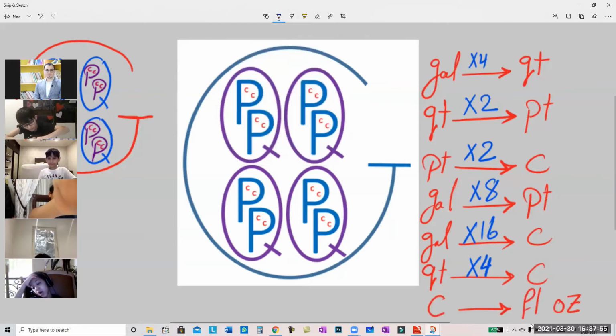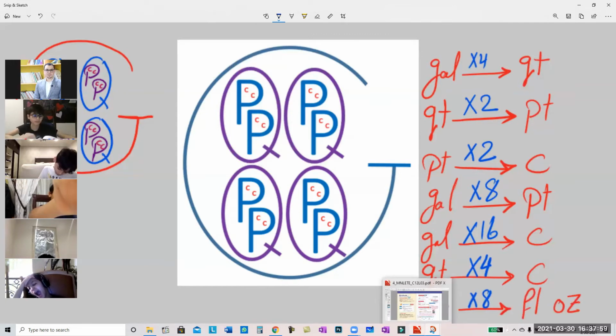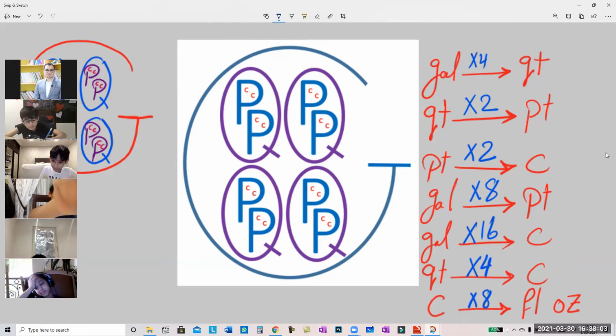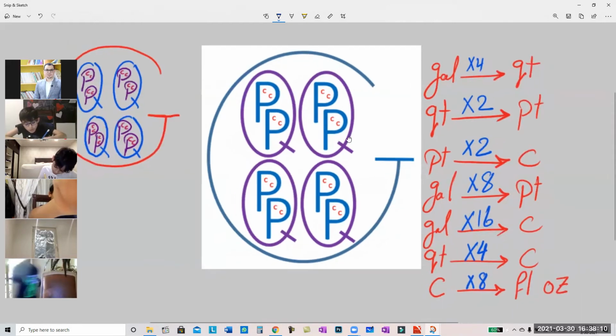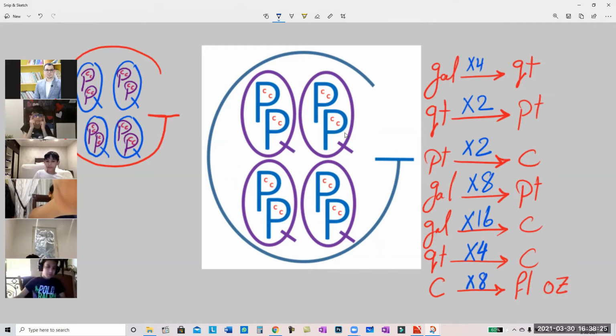Okay, so if you need to multiply, you're gonna multiply by 8 here. So if you want to convert from cups to fluid ounces, you have to multiply by 8. It's so important to keep this model in your mind because it will help you to memorize the conversion between the units of measuring liquid volume.